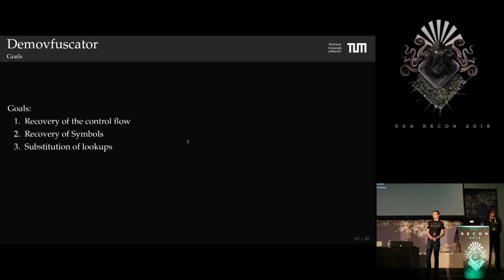Apart from that, we wanted to retrieve symbols, like what table does what operation, so that if in the end you load it into IDA, you know exactly what's going on, even though you have quite an amount of instructions, so you can figure out what is happening. And as a third, or least priority, is replacing the lookups by their x86 instructions. So those were the goals.